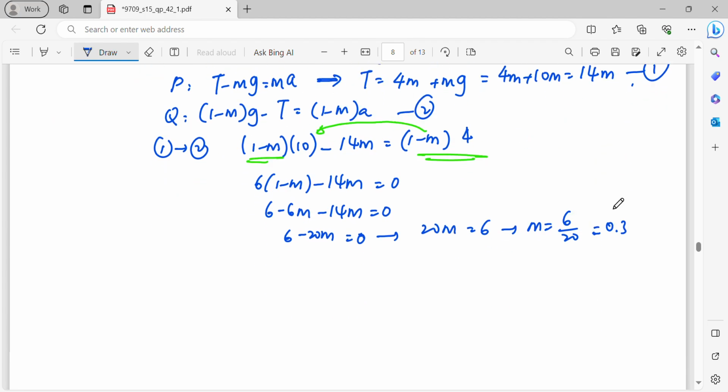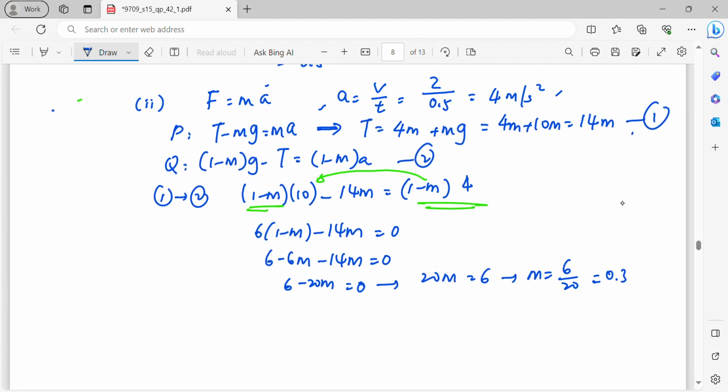After you found the m, to get the tension, I can refer to the first equation. From the first equation, T is 14m, which is 14 times 0.3. Then you will be getting 4.2 newtons. So that's the answer for the second part.